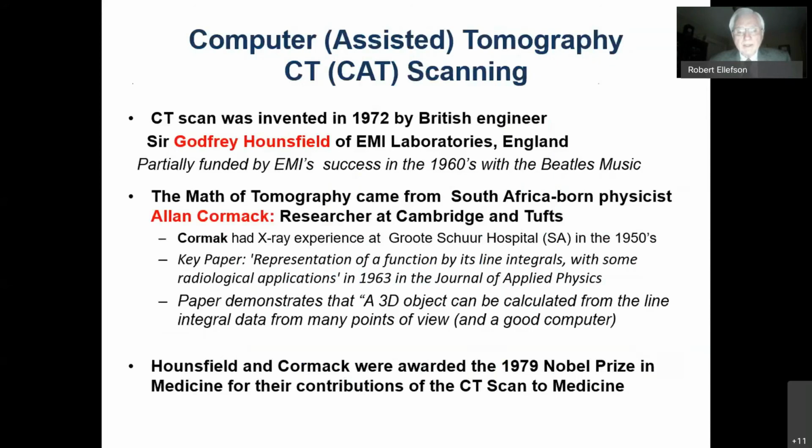And in the paper, he demonstrates that a 3D object can be calculated from the line integral data of many points of view of an X-ray passing through the object and being recorded. You can take that data and a very good computer and recalculate an image of what it is that the X-rays went through. For this accomplishment, and we'll see some details of it, Hounsfield and Cormack were awarded the 1979 Nobel Prize in Medicine for their contributions in bringing the CT scan to medicine.